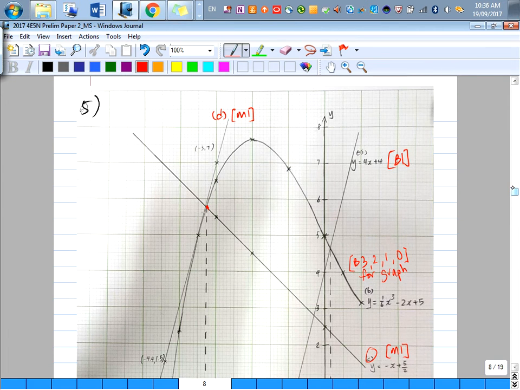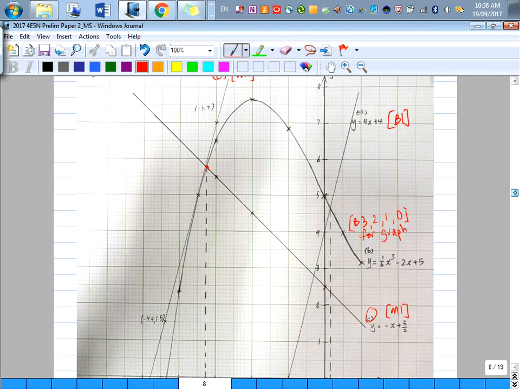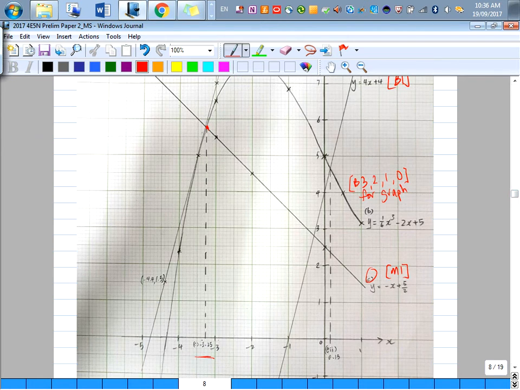There is only one intersection point. Okay, so part D, find the gradient when x is equal to negative 3.5. So find where this 3.5 is on my graph. Then draw a tangent line.